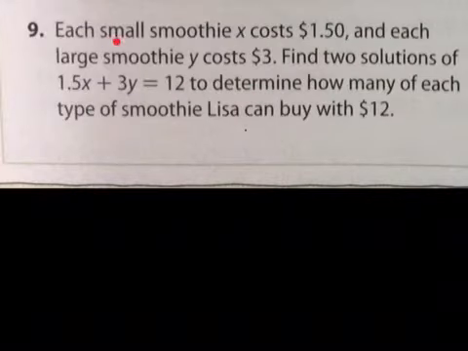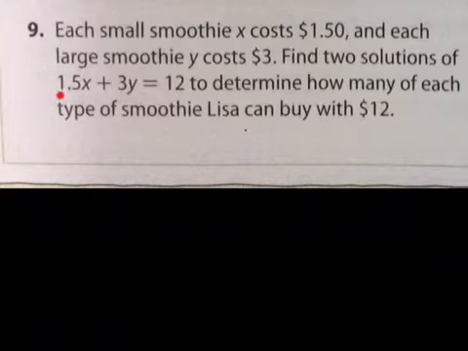Question 9. Each small smoothie x costs $1.50. So this is our small. We don't know how many smalls we have. And each large smoothie y costs $3. So double the price. Find 2 solutions of a small smoothie 1.5x plus a large smoothie 3y equals $12, to determine how many of each type of smoothie Lisa can buy with $12. So how many of these can she buy, and how many of these can she buy?